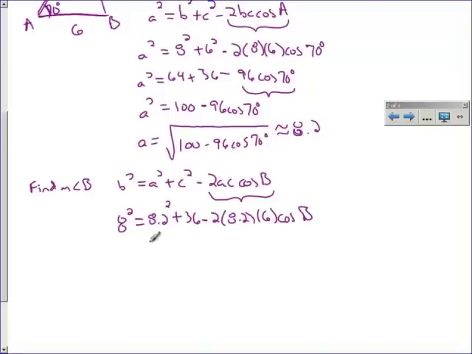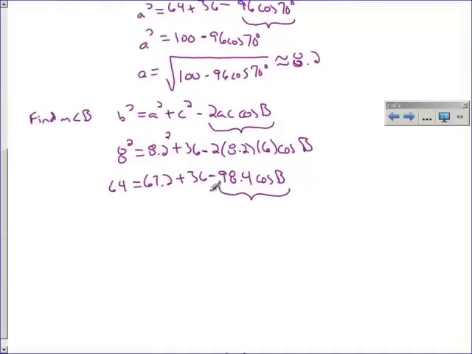Alright, so let's keep doing some math here. 8 squared is 64. 8.2 squared works out to be 67.2 plus 36. And then all of this, 2 times 8.2 times 6 is 98.4 times the cosine of angle B. Please notice that this is all together. You may not subtract that from the 36. Some of you will do it in class, and I will tell you you couldn't have done that because you're supposed to multiply before you subtract, or you shouldn't have done that.